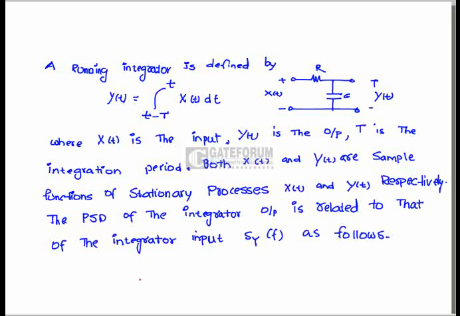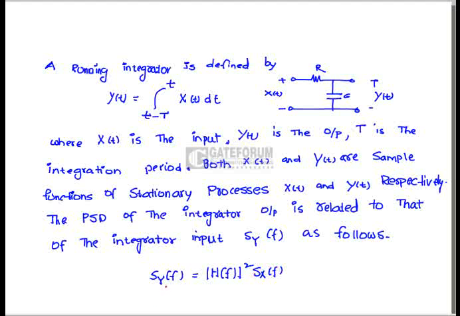In the given problem, we have to find out the output power spectral density in terms of the input power spectral density. For that, we need to know the relationship between the output power spectral density and input power spectral density, that is given as follows. Output power spectral density Sy of f equals the transfer function of the system squared times the input PSD.